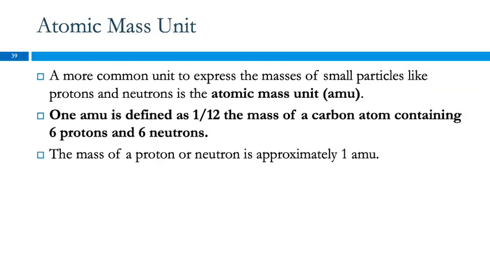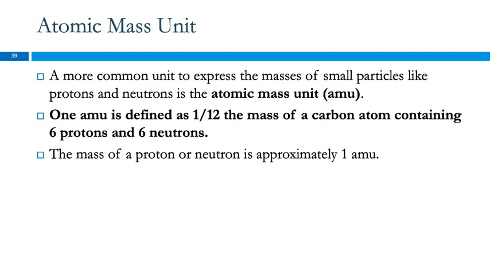So we use a different unit called an atomic mass unit. The name isn't very creative, but it's at least very descriptive. Atomic mass units are units used for measuring atomic masses, right? Abbreviated AMU. So one AMU is defined as 1/12 the mass of a carbon atom containing 6 protons and 6 neutrons.